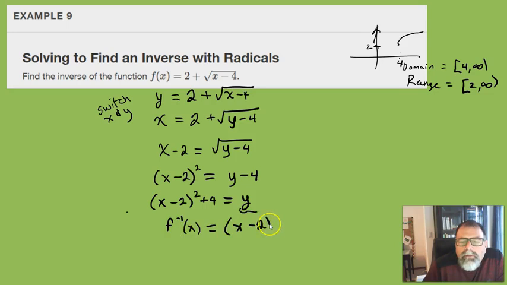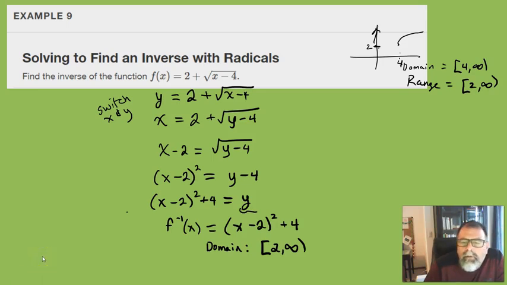x minus 2 squared plus 4. Now this is a parabola. If you were to graph this, this one's not a one-to-one function, but we have to remember that the domain is going to become the range, and the range is going to become the domain. So we have to restrict the domain for this one. The domain is from 2 to infinity. Okay, and then the range would be from 4 to infinity. All right, and if you were to graph this, it would be just the right half of the parabola.